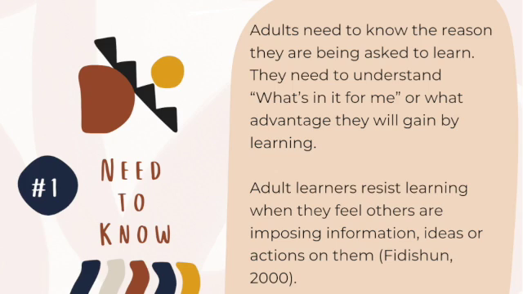Adults need to know the reason they are being asked to learn. They need to understand what's in it for me, or what advantage they will gain by learning. Adult learners resist learning when they feel others are imposing information, ideas, or actions on them. One way is to explain the purpose of an activity or its objectives. Let them know in advance why they should pay attention and how it will personally better them. Better job opportunities, better communication, generally a better quality of life.